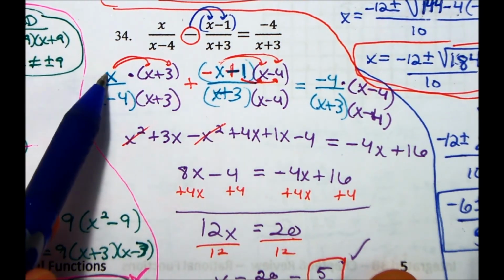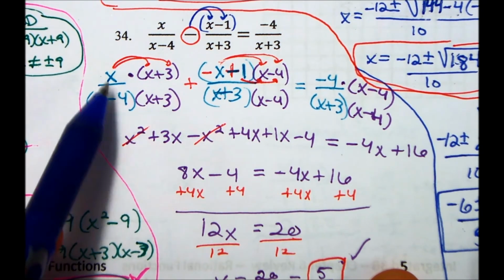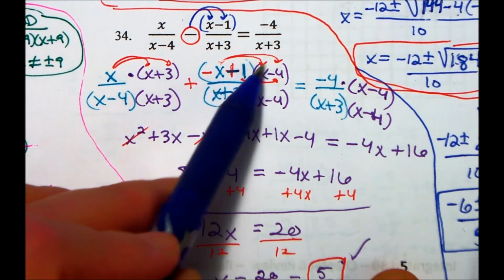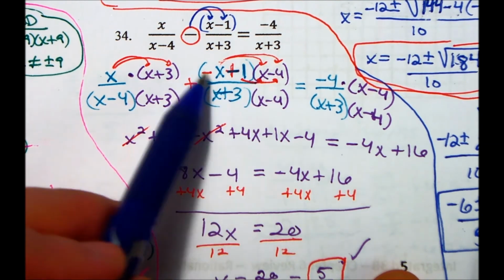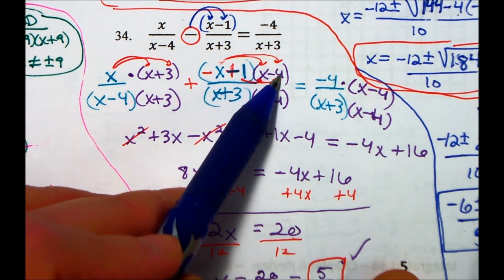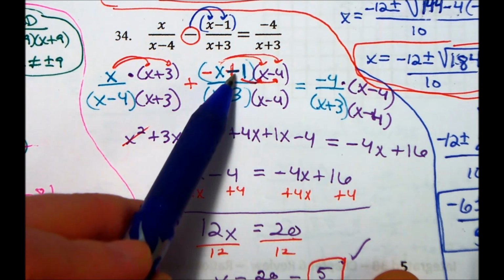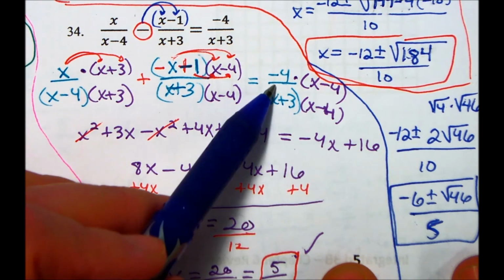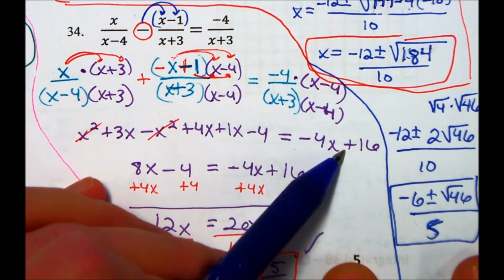Simplify your numerators. x times x will be x squared. x times 3 will be 3x. The negative x plus 1, when you're multiplying a binomial times a binomial, make sure you distribute it to everything. So negative x times x is negative x squared. Negative x times negative 4 will be a positive 4x. 1 times x will be positive 1x. 1 times negative 4 will be negative 4. And then on the other side, negative 4 times x is negative 4x. Negative 4 times negative 4 is positive 16.